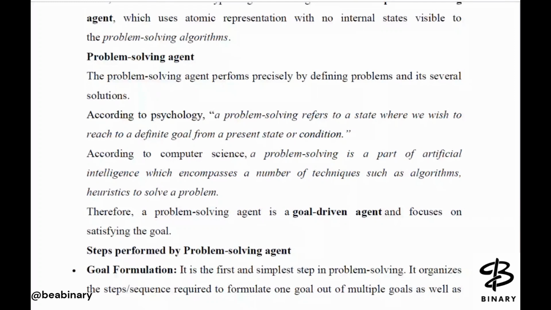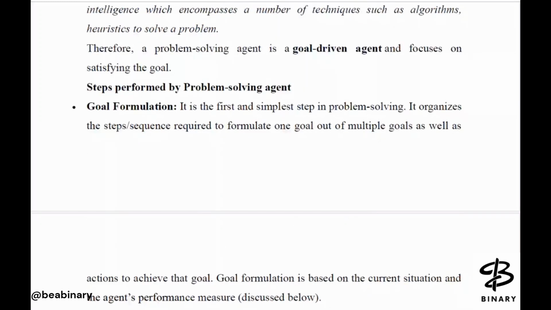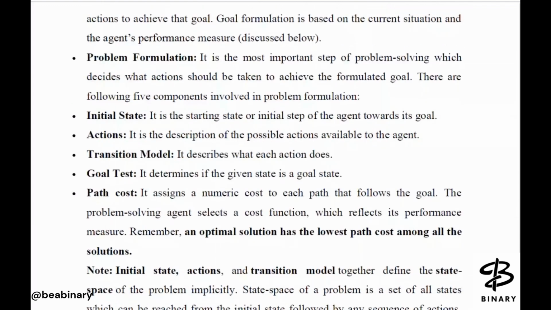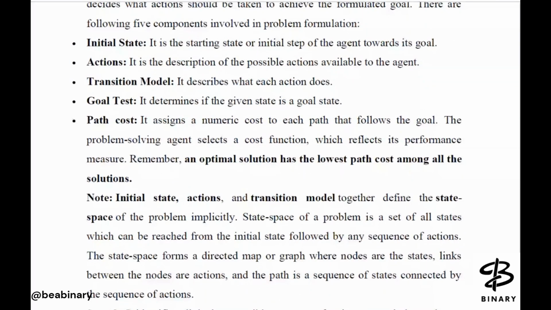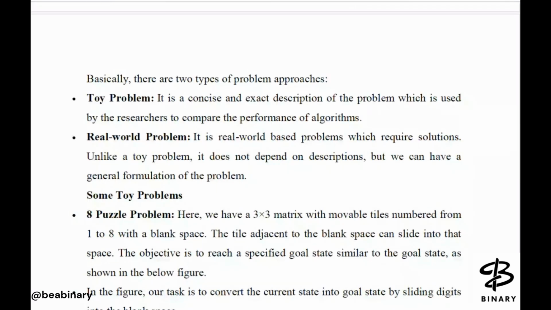We have discussed this. We have discussed the problem solving agent, what steps we need to follow. We need to follow the goal formation, then the problem formation, and after the problem formation we need to further divide it into 5 steps: the initial state, actions, transition model, goal test, and the path cost. So according to this, we have discussed a few problems, right? And to solve these problems we need to use various search strategies.